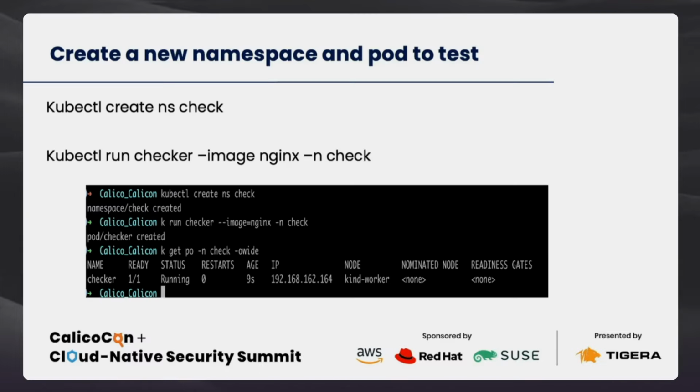So we're going to kubectl create namespace check. All right, it's going to be a lot of fun. And what are we going to do? We're going to create an nginx image, but called check, okay?